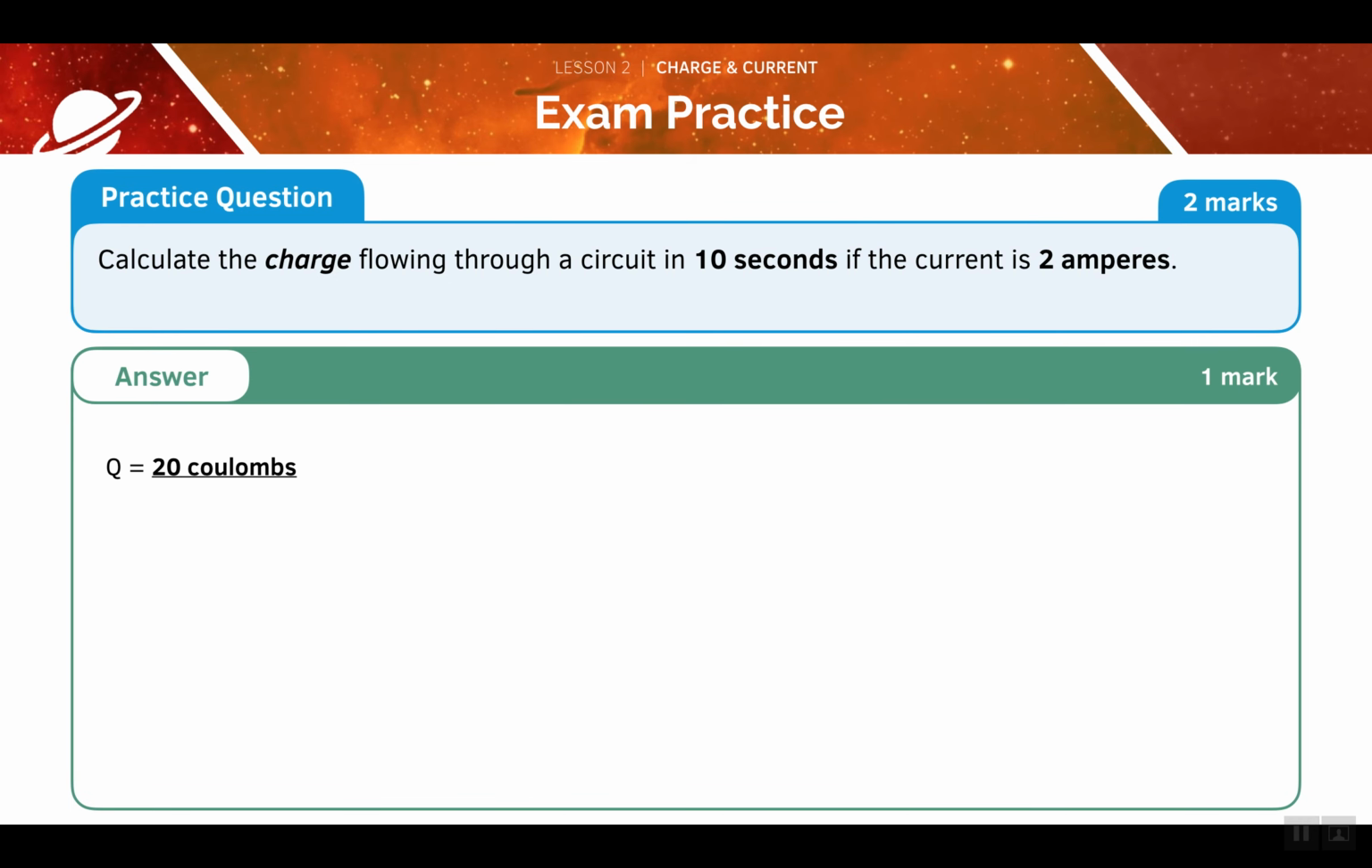The answer is 20 coulombs. Let's go through it step by step to see how we got there. First, we need to write out the equation. Our equation, as we've seen in this section, is Q is equal to I times T.